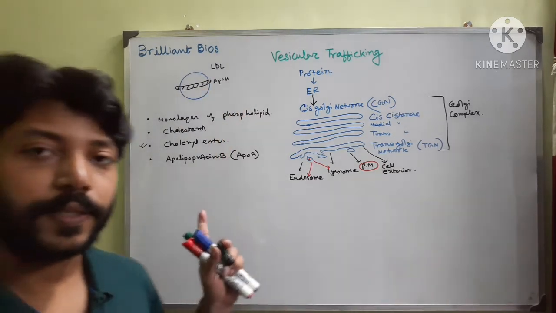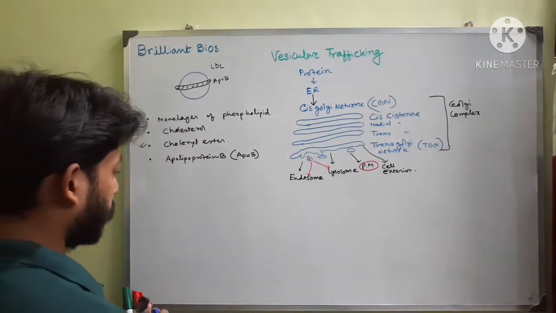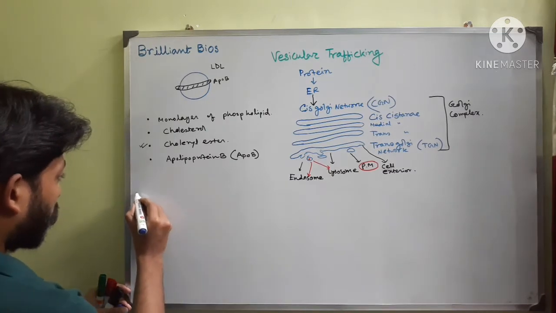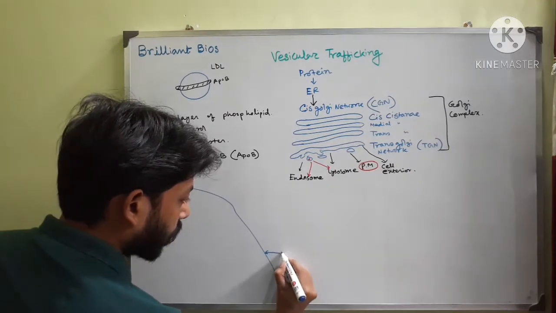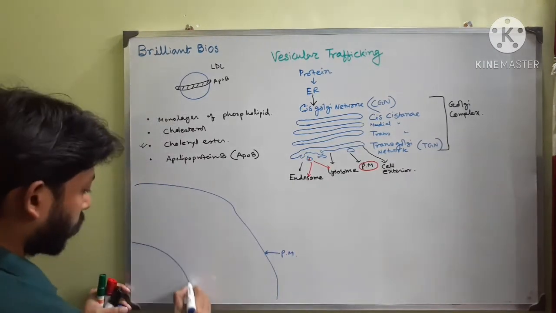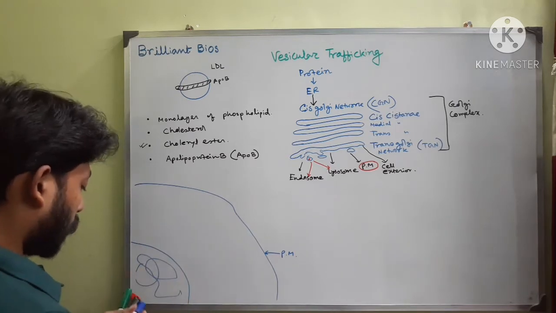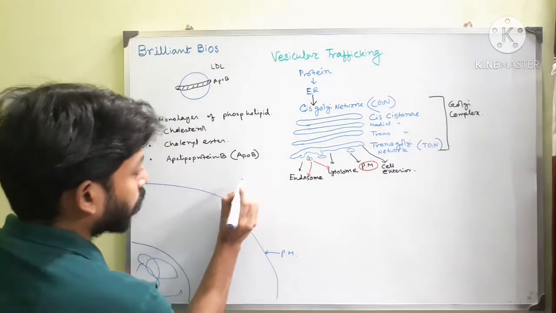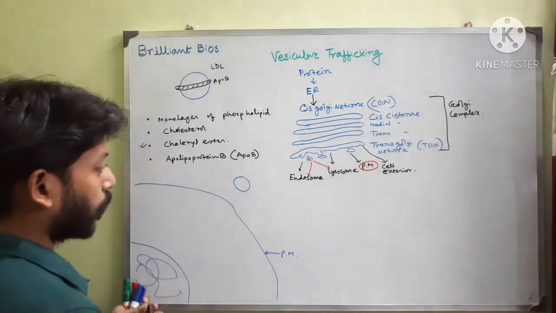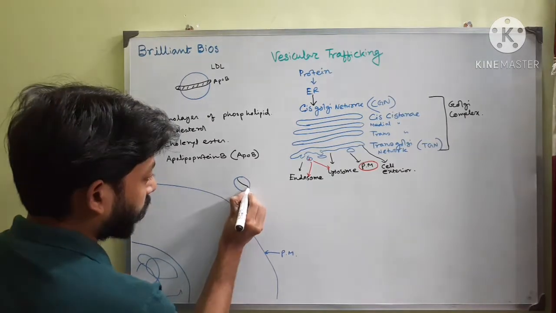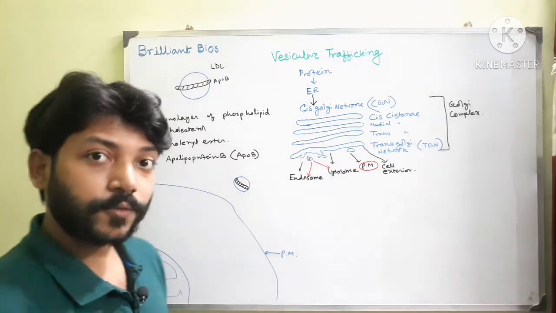Okay, so this low density lipoprotein is present in the exterior of the cell. Now let me draw a cell so that you can understand. Suppose this is a cell. This is the plasma membrane, this is the nucleus, and now let me draw an LDL. This is the LDL, and it has the apolipoprotein B protein wrapped around this molecule.